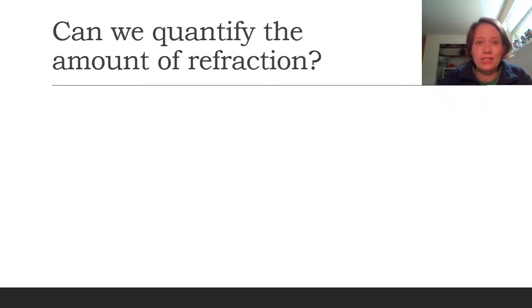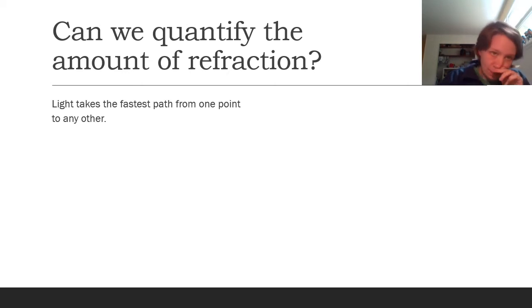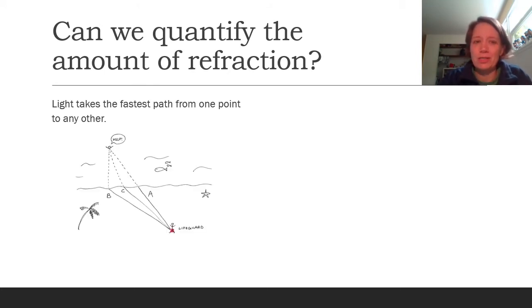So the next question is, can we quantify the amount of refraction or bending that occurs at the boundary between the two materials? Well, light takes the fastest path from one point to any other, and that's something again that you'll talk about, why light would do this. It's a probability function, but kind of interesting. In any case, I really like this comic that shows why we get this bend and how you can kind of predict it, right? If you imagine that you're a lifeguard and you have a person out that you're trying to rescue, you want to get there as fast as possible.